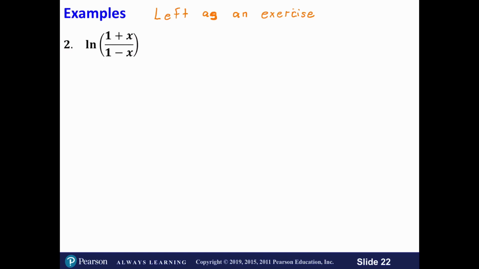Find the power series representation for this function centered at a equals 0. And I'll go ahead and give you the answer here. The answer to this question is 2 times the sum from k equals 0 to infinity of x to the 2k plus 1 divided by 2k plus 1. And the interval of convergence for this thing is going to be negative 1 to 1. And the radius of convergence is also 1.